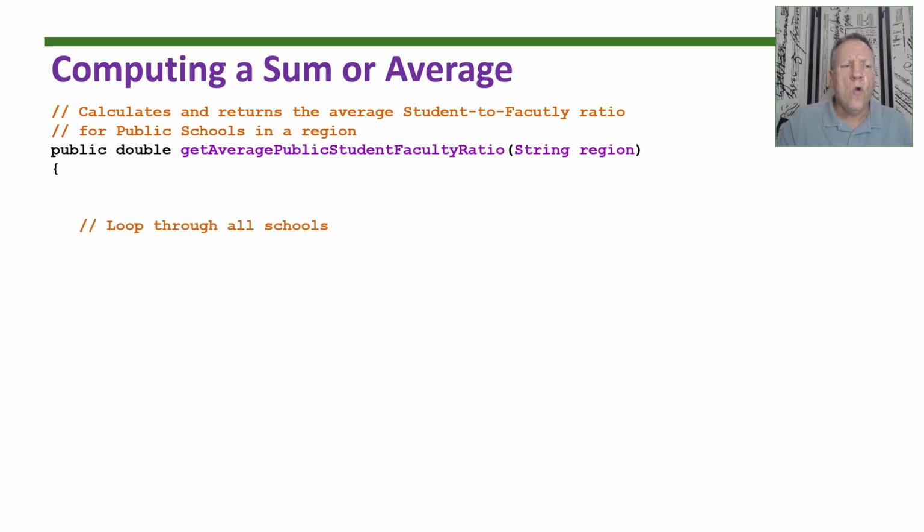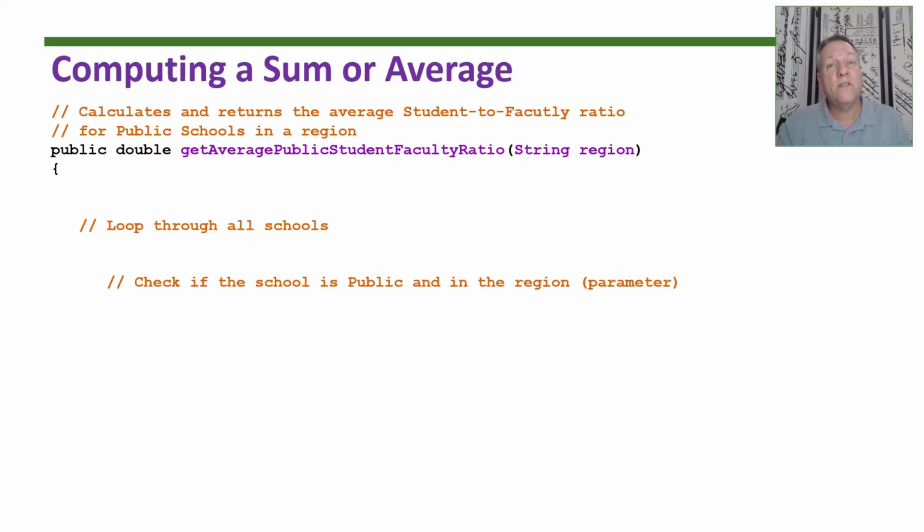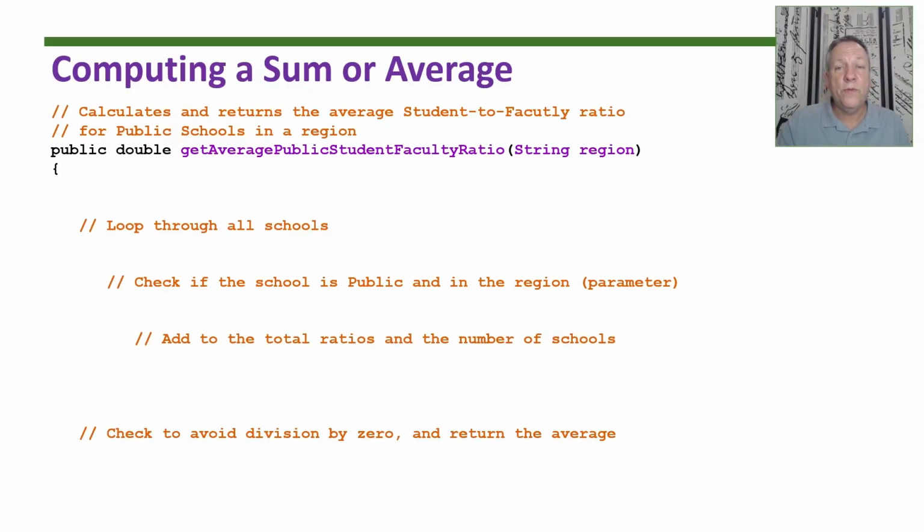So what are we going to do? Well, we're going to loop through all the schools, right? And we're going to check to see if a school is public and if it's in the region specified by our parameter. Well, if it is, we're going to need to add the total ratios and the number of schools to some sort of variable. So it looks like I'm going to have to keep track of those somehow, maybe have some variables that I can use to hold these values. After the loop is done, well, then I want to make sure that if I didn't find any schools, I avoid dividing by 0, but then I'll return the average. And how do we calculate the average? That's something to think about as well.